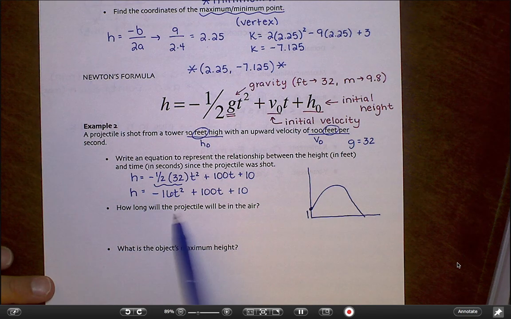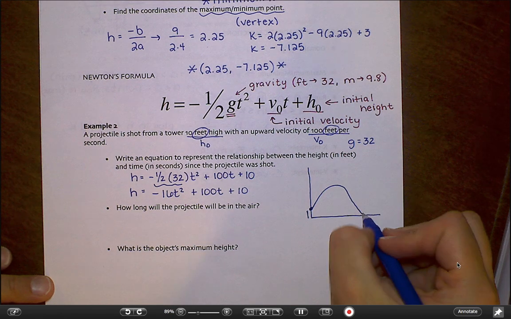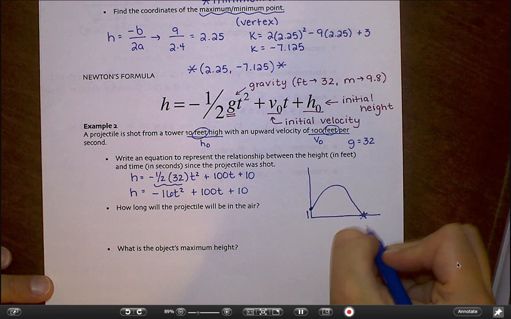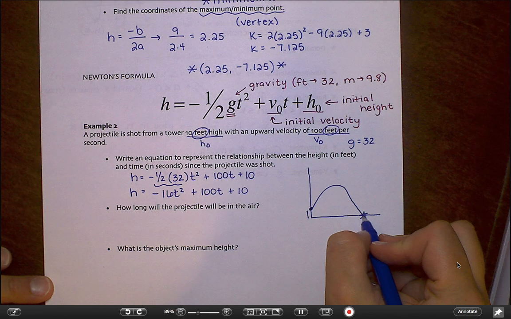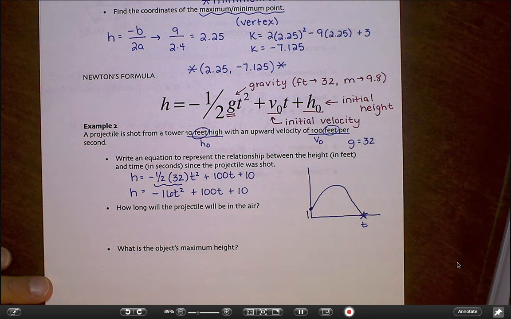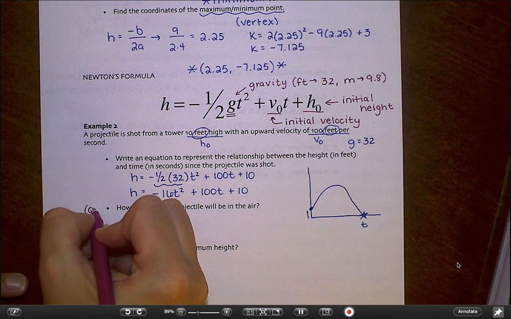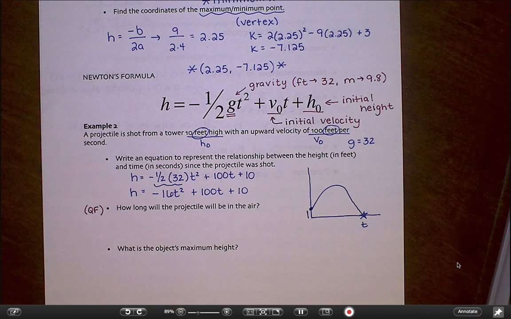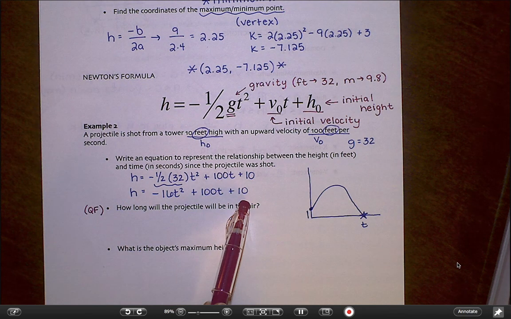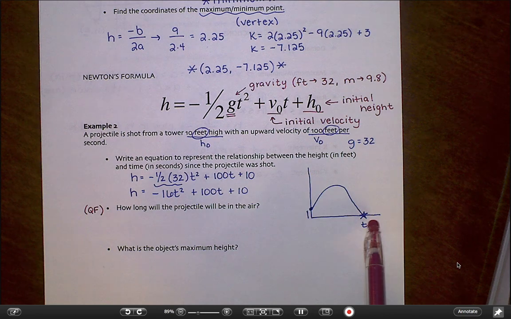So how long will the projectile be in the air? I'm really looking for the time at this spot right here. This is where it's hitting the ground. And so I want to know how much time that is. I could do this problem with quadratic formula, and I'm going to actually show you how to do it on the calculator, but I want you to know if you're not good with the calculator or if you forget what to do with the calculator, you could do quadratic formula here and you would find this answer. Okay, that's mathematically how you would find it.